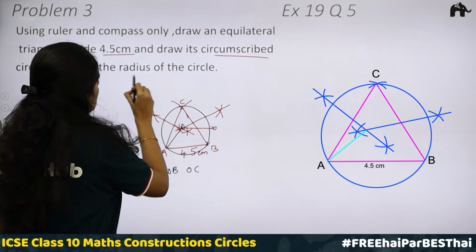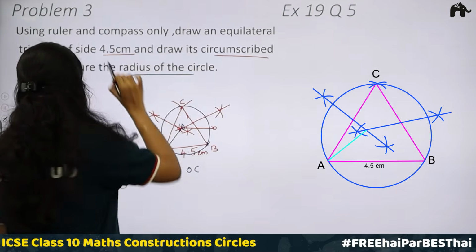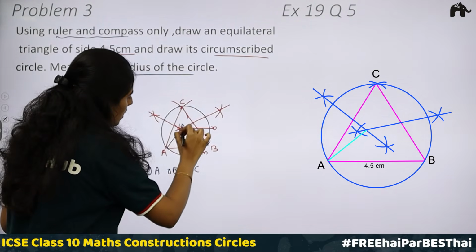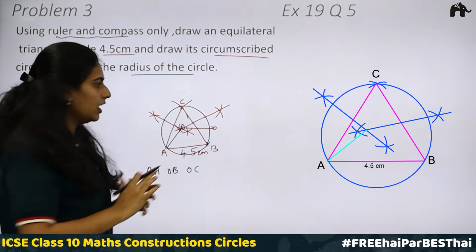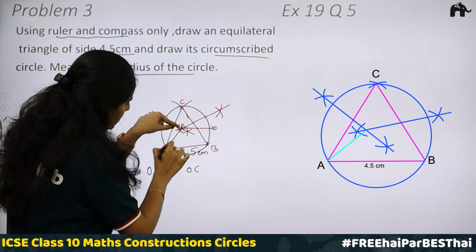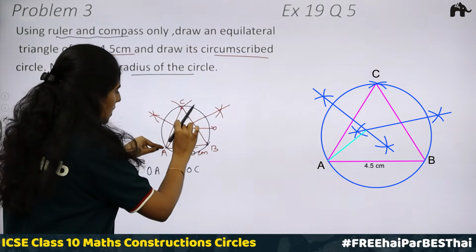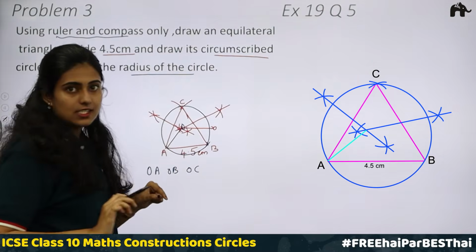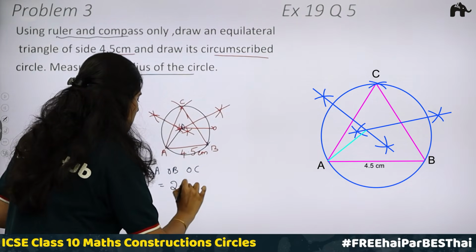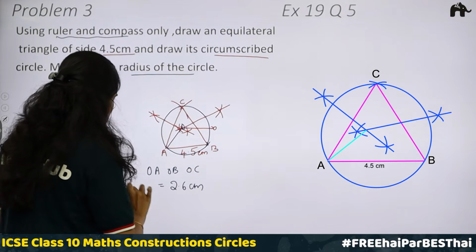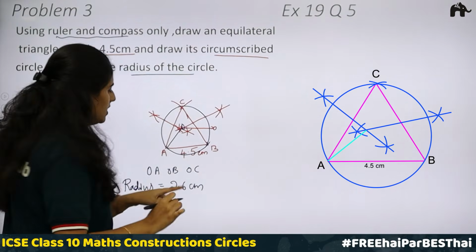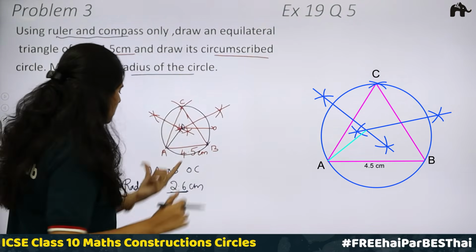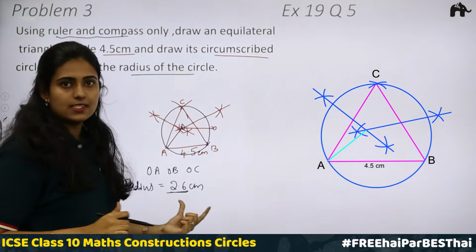Now we have to measure the radius of the circle. Here you can use ruler and compass. To measure the radius, you just need to know the length OA. Keep the compass here and the pencil here, take the measurement, and with this measurement use the ruler to find the radius. You will be getting 2.6 centimeter. Radius will be equal to 2.6 centimeter. If you take OA, OB or OC, you will get the same measure, which is 2.6 centimeter.